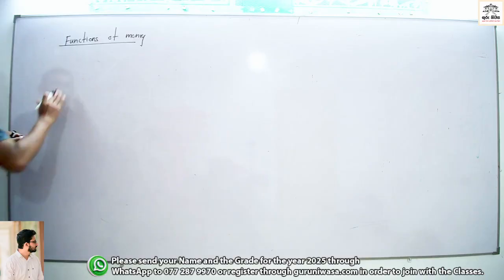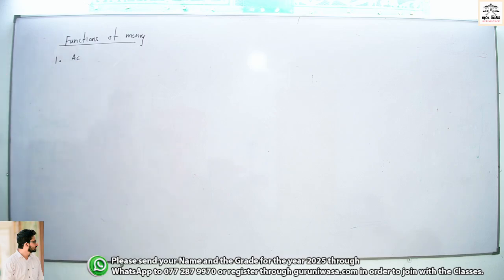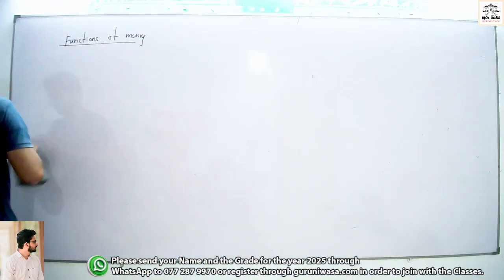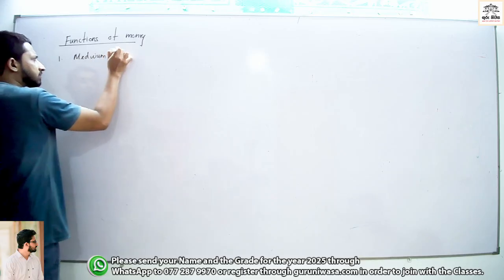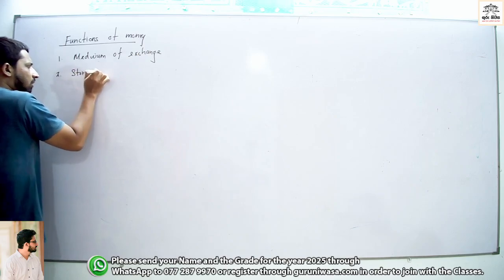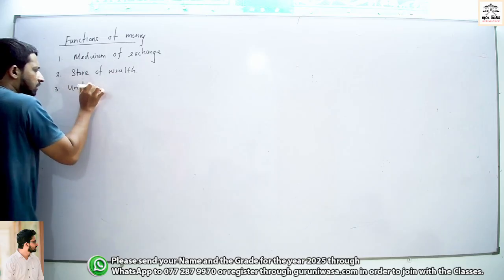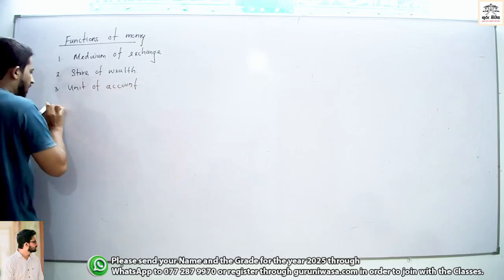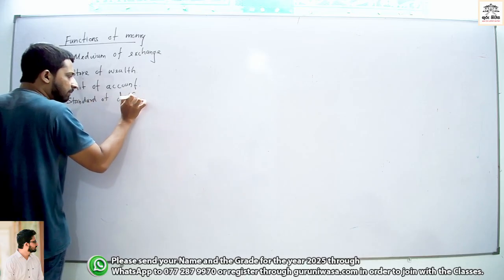Functions of money. Remember, money has four main functions. Number one, write down: medium of exchange. Second one, store of wealth. Third one, unit of account. Last one, standard of deferred payment.